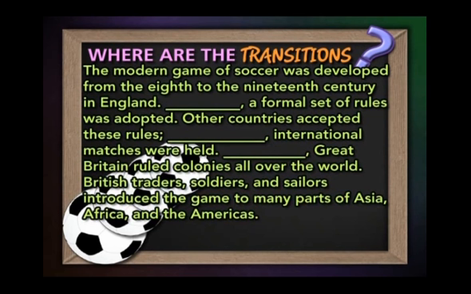I need one in the second sentence. I need one in between other countries accepted these rules, international matches were held, and I need one before Great Britain. So now what I would like you to do is to pause the program and read the passage again. This time, add the transitions that best link related ideas.